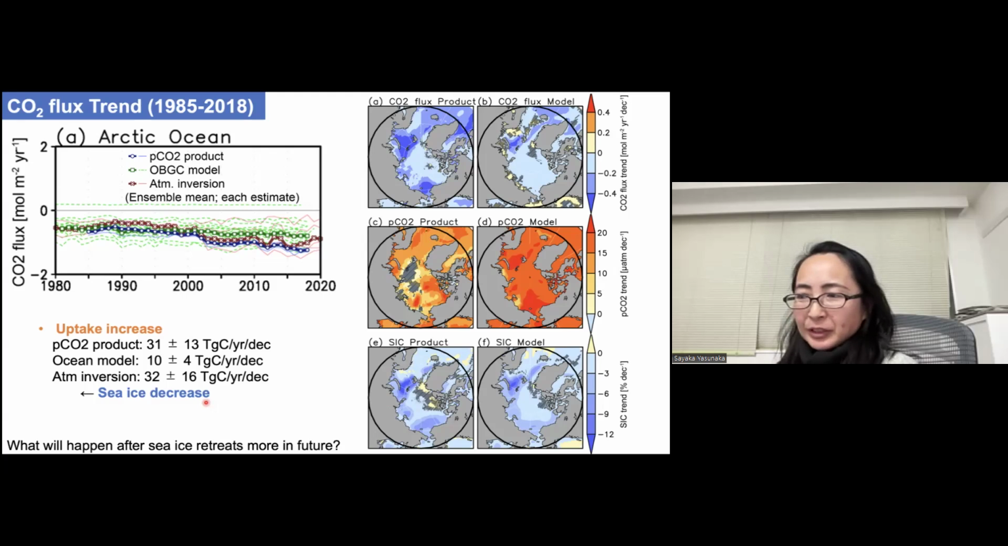Right, but we don't know what happens after sea ice retreats more in the future. So it means we need to keep our eyes on it.